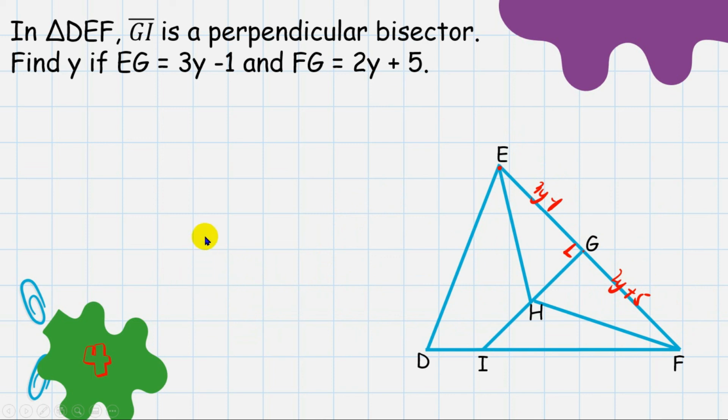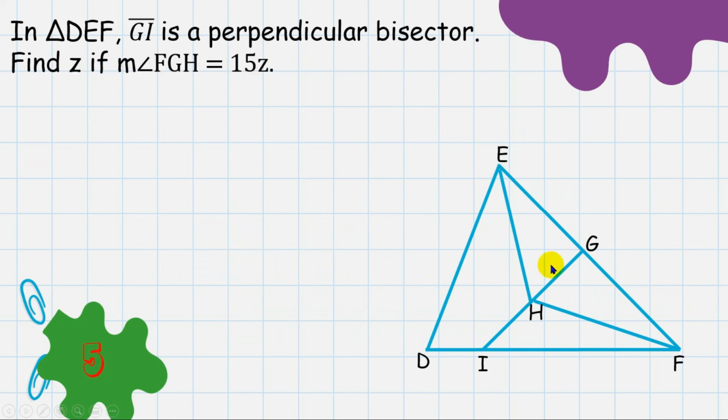Okay? Number 5, and for the last item, triangle DEF pa rin, line segment GI is a perpendicular bisector. Ibig sabihin, itong GI na to nakapag-form ng 90 degree with side EF. Now, the question is, find Z if angle FGH. So, F to G to H is 15Z. So, 15Z daw po yan. Ano kaya daw ang value nung Z? Okay? So, pause this video, solve for the value of Z, and then, kapag nalagay nyo na at nasagutan nyo na lahat ng meron sa 5 questions, lagay nyo na po sa comment section yung inyong mga sagot.